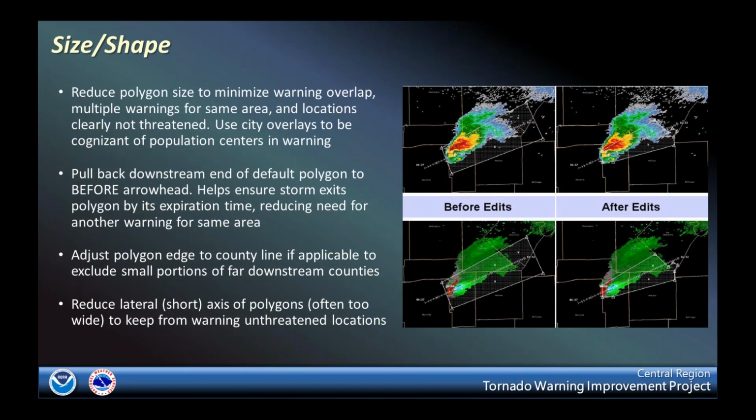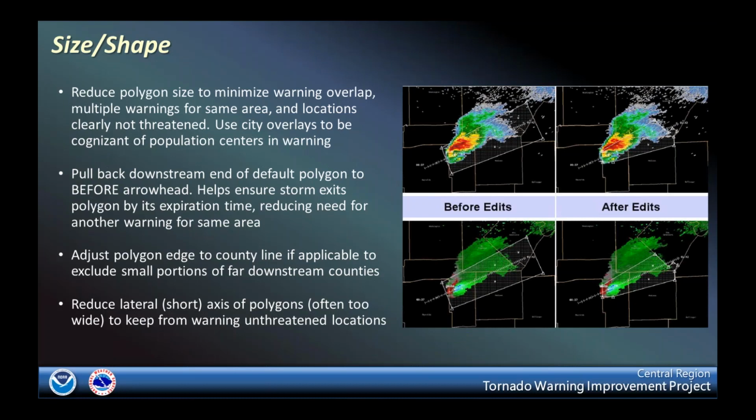Don't fiddle around with making your box better in terms of what you're warning for and what you're not warning for. But in general, the polygon is too large, so we want to reduce that polygon. We want to minimize, again, warning overlap, multiple warnings for the same area, and locations that are clearly not threatened. So what is a good idea is when you issue a polygon warning to have the cities displayed so you actually know what you are warning for and what you are not warning for.